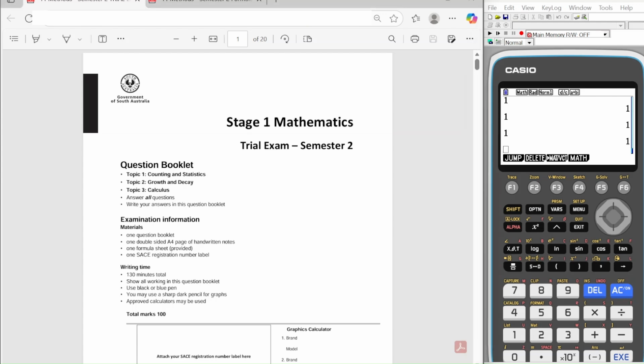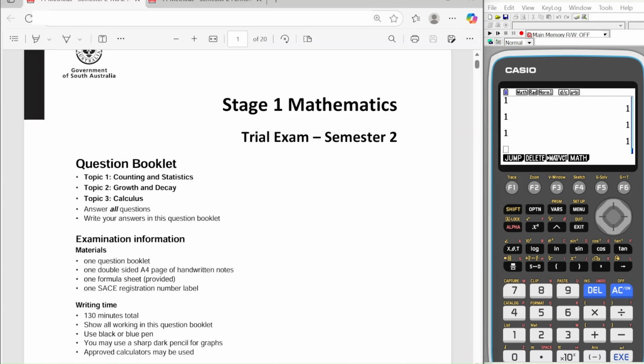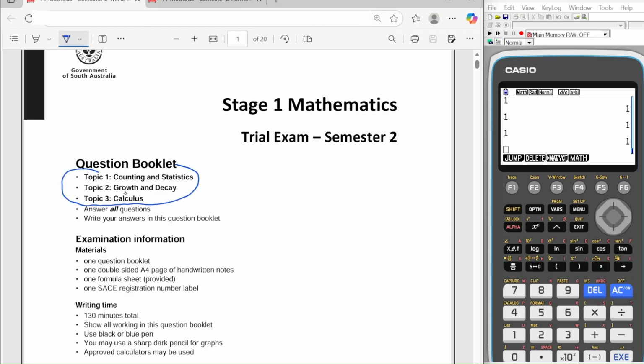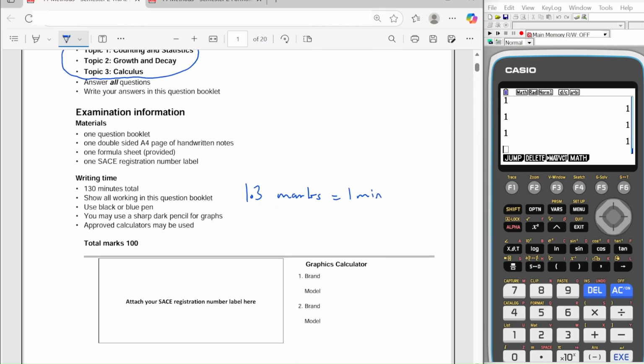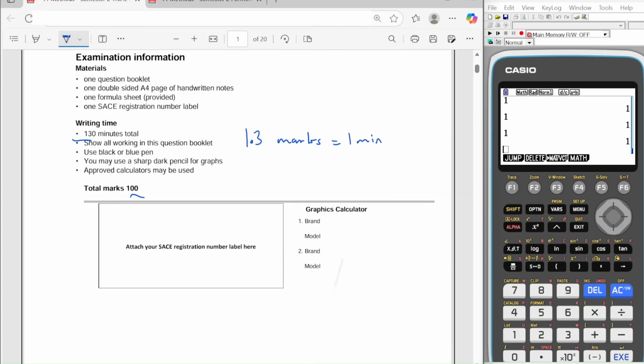Right, we're going through the Semester 2 practice exam for methods. So the topics in particular are these last three topics we learned: stats, exponentials, and calculus. You should always aim for about 1.3 marks equals 1 minute. So try and keep on that pace as you're doing any exam. And you'll notice that the marks and minutes sort of align with that.